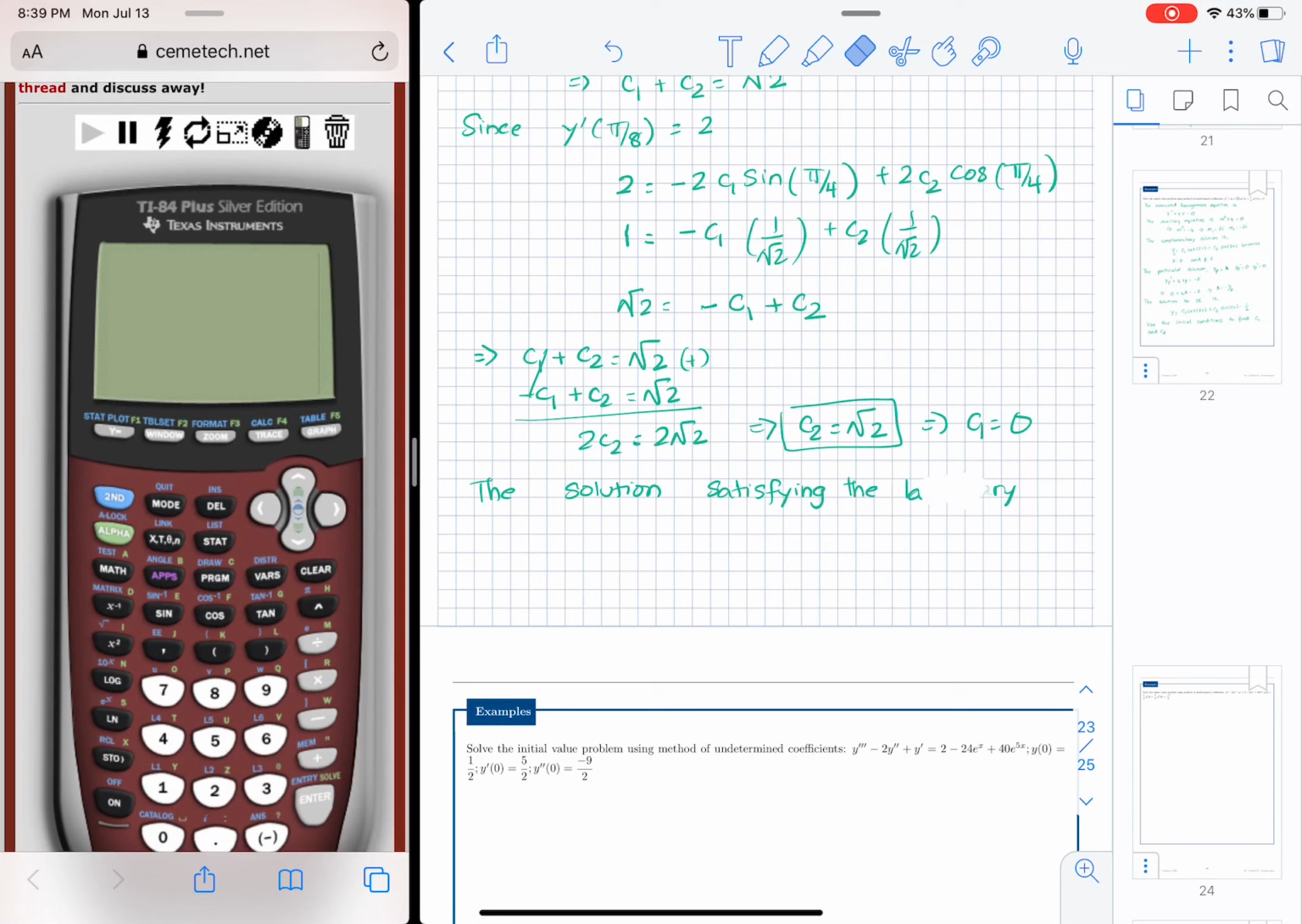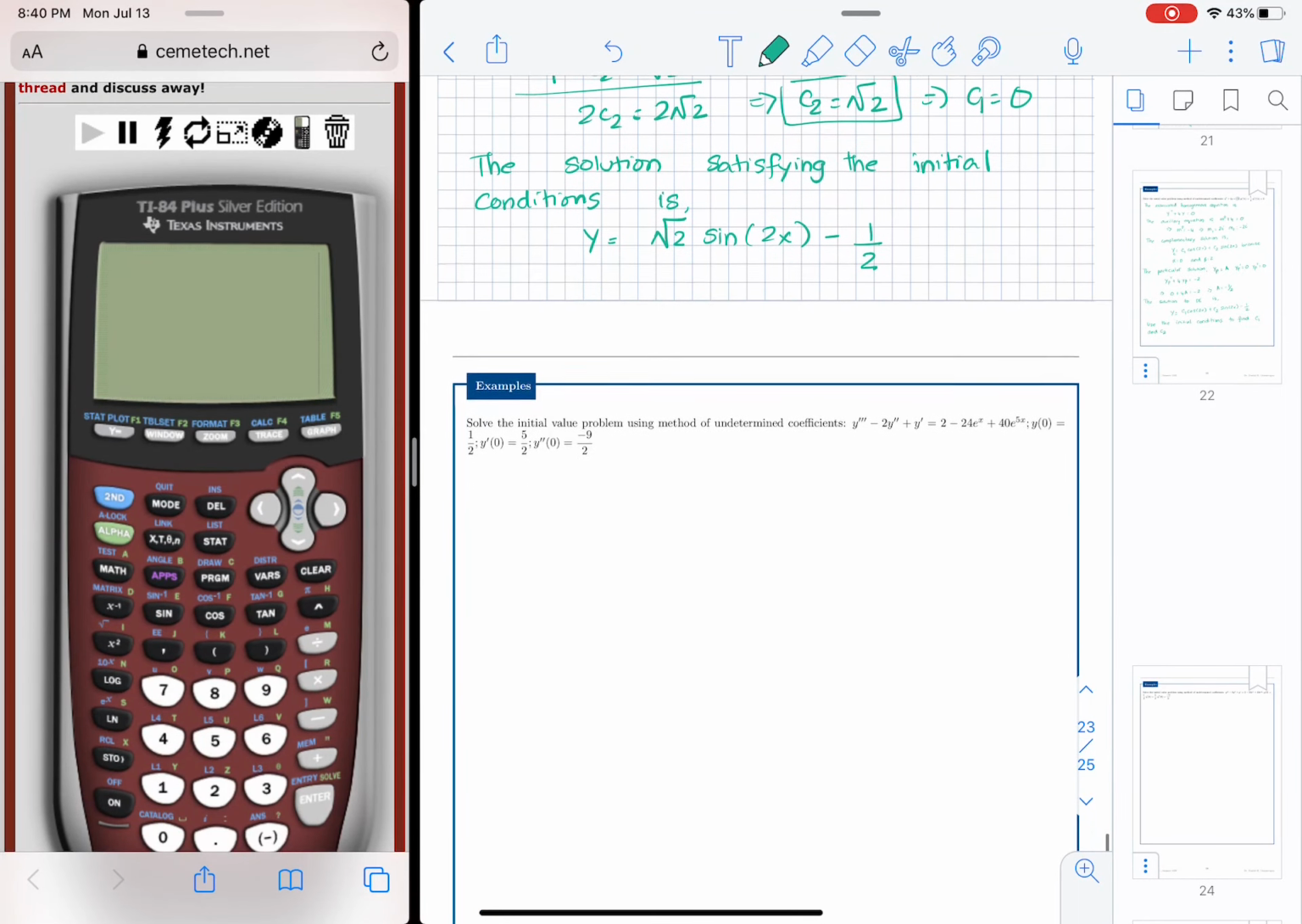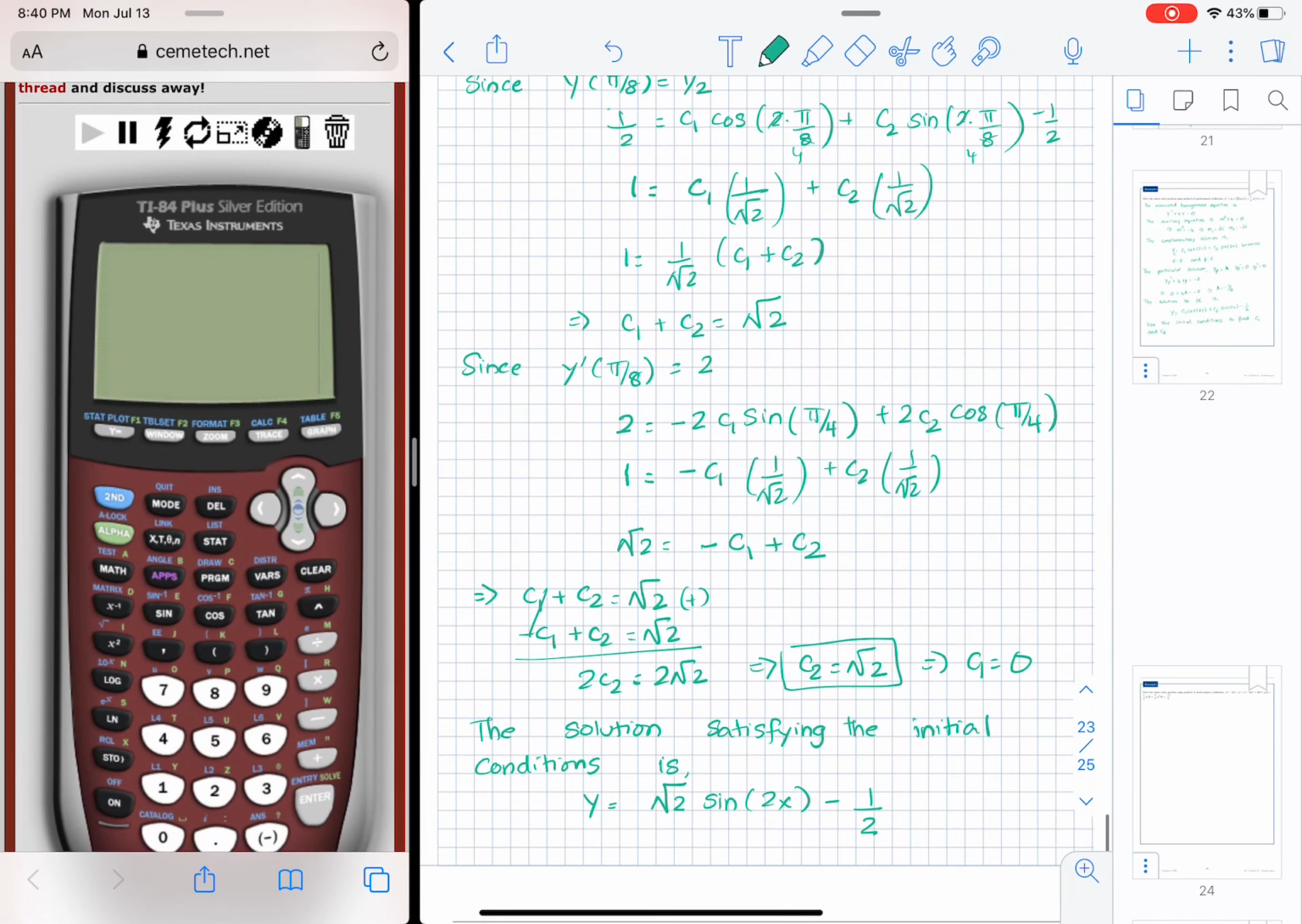Oh, not boundary. Initial conditions. Y is... C1 goes away. C2 is square root of 2 sine 2x minus 1/2, and that comes from the particular solution, minus half. So the purpose of having the initial conditions is to find the arbitrary constants C1 and C2 in the complementary solution.